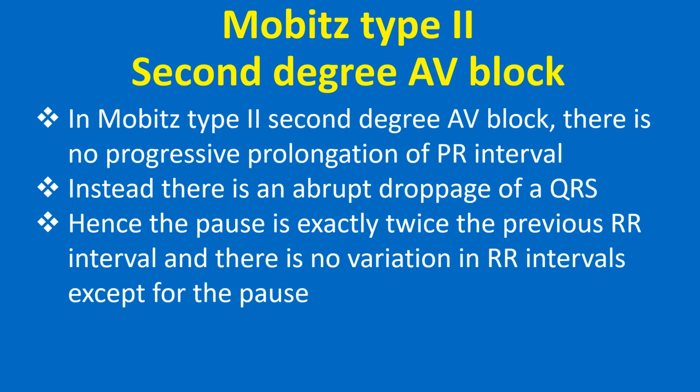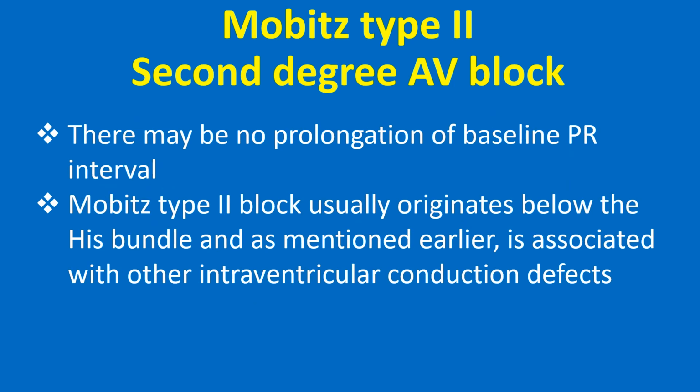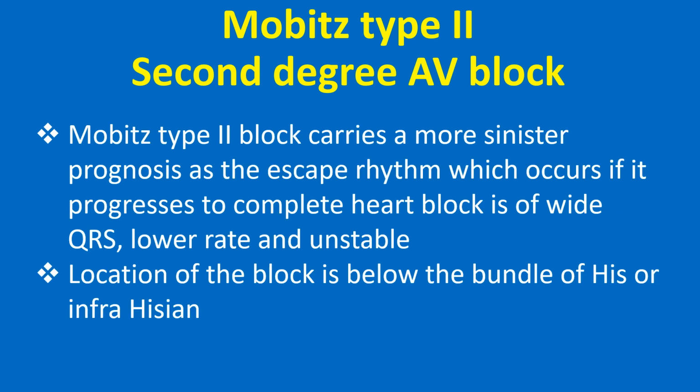Hence, the pause is exactly twice the previous RR interval, and there is no variation in RR intervals except for the pause. There may be no prolongation of baseline PR interval. Mobitz type 2 block usually originates below the His bundle and, as mentioned earlier, is associated with other intraventricular conduction defects. Mobitz type 2 block carries a more sinister prognosis as the escape rhythm which occurs if it progresses to complete heart block is of wide QRS, lower rate and unstable. Location of the block is below the bundle of His or infrahisian.